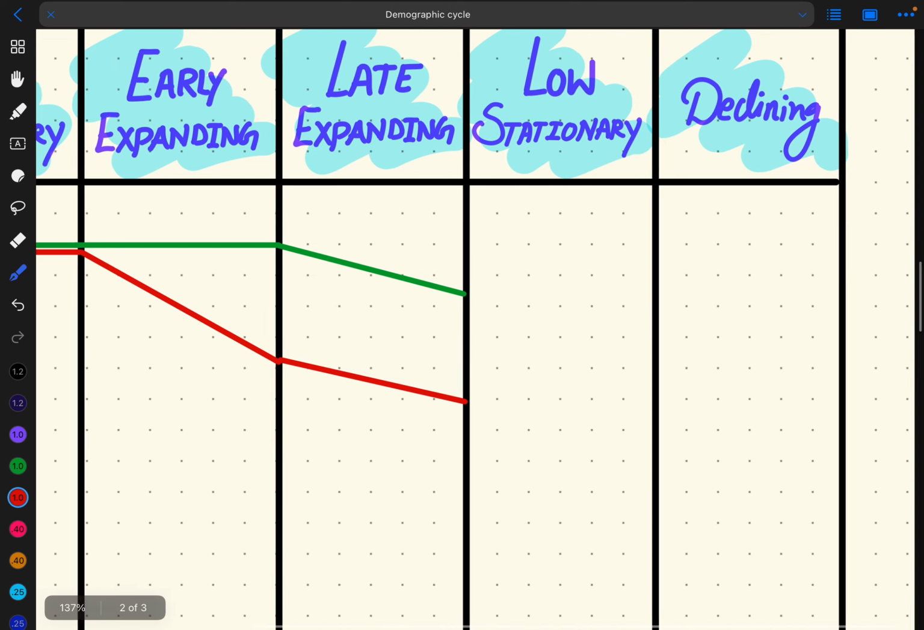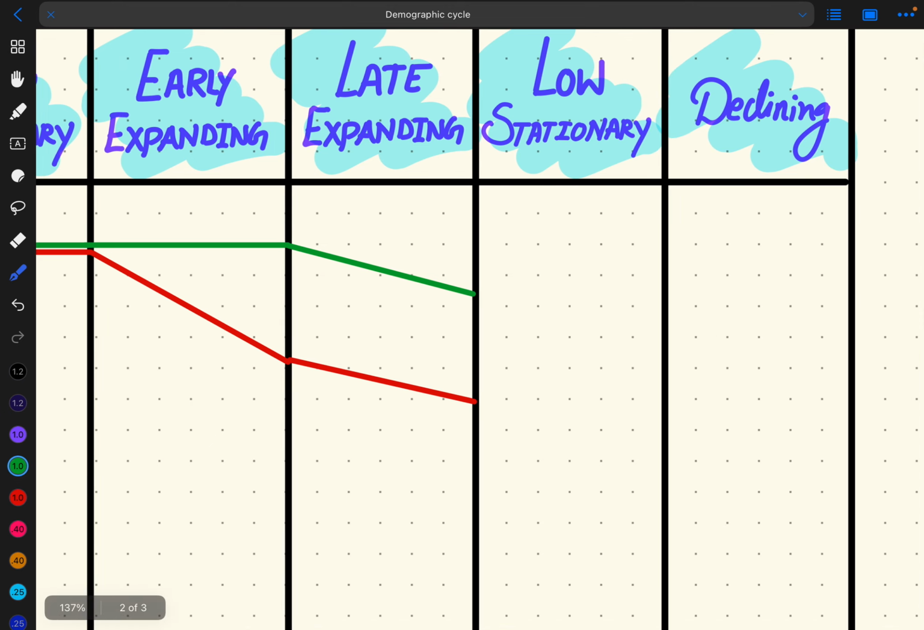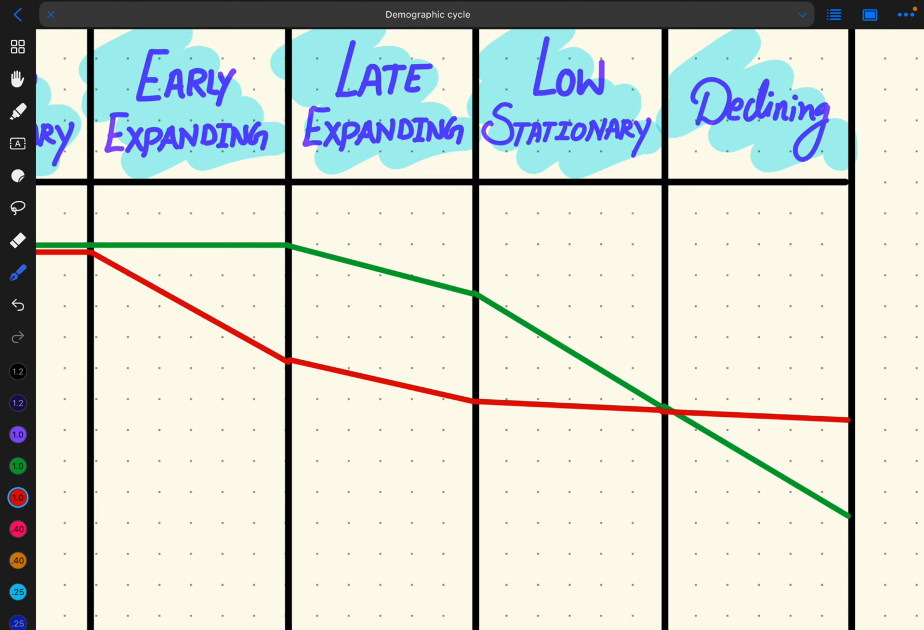So in the next stage, low stationary, we can see birth rate falling steeply, a great decline in birth rate. Death rate is constant here. In declining population we can see a decline in birth rate, and death rate is somewhere here.